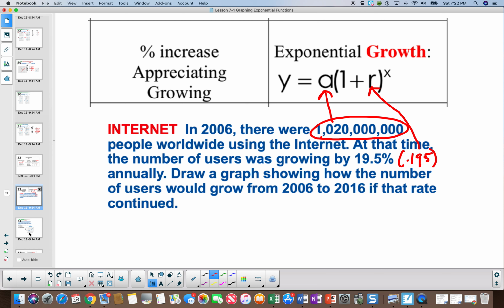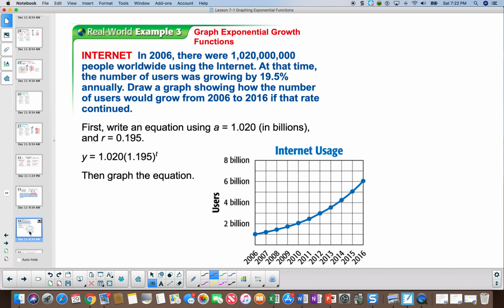So let's take a look at what the answer looks like. They want us to write the equation, so we're going to take this percent number and add it here, and this is going to be a number bigger than 1. Here's our initial condition, here's our t, and here's our graph of that.